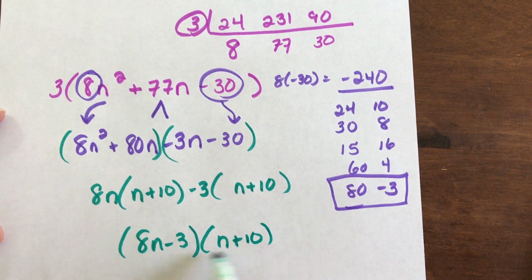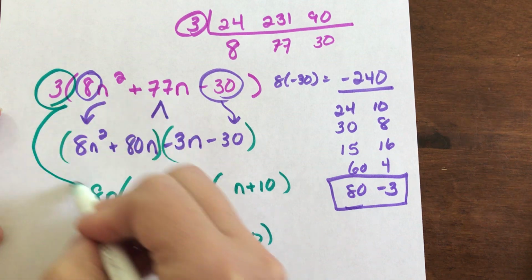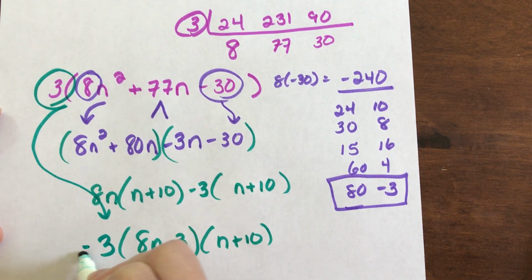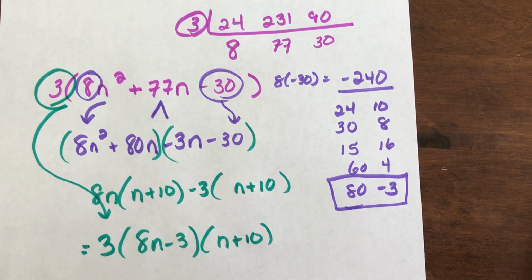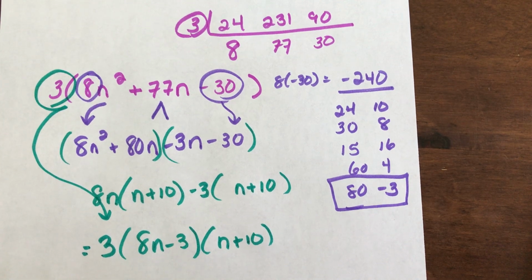Just double check here. Can I pull a GCF out of either one of them? Nope. But look at this little guy that we pulled out in the very beginning. He needs to come down here. And so we have negative 3 times the sum of 8n minus 3 times n plus 10.